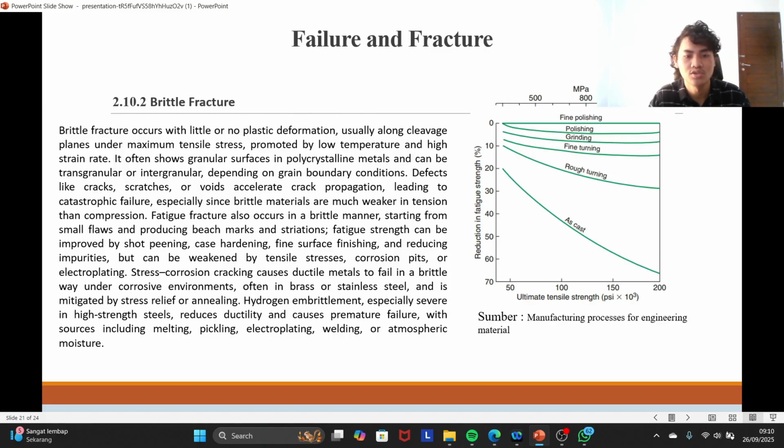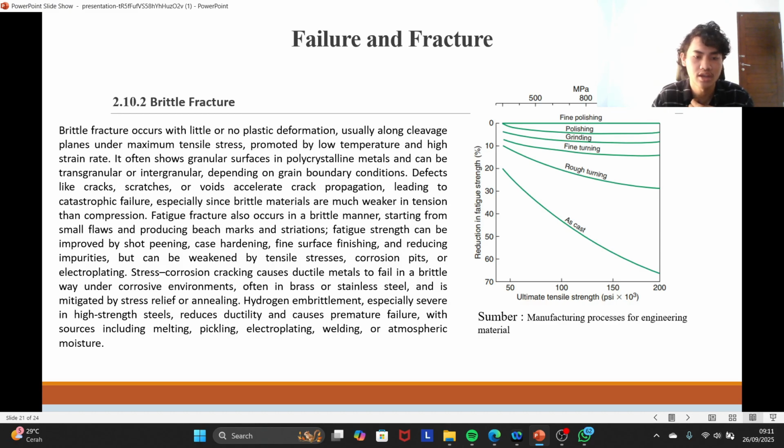Fatigue fracture also occurs in a brittle manner, starting from small flaws and producing beach marks and striations. Fatigue strength can be improved by peening, case hardening, fine surface finishing, and reducing impurities, but can be weakened by tensile stress, corrosion pits, or electroplating.